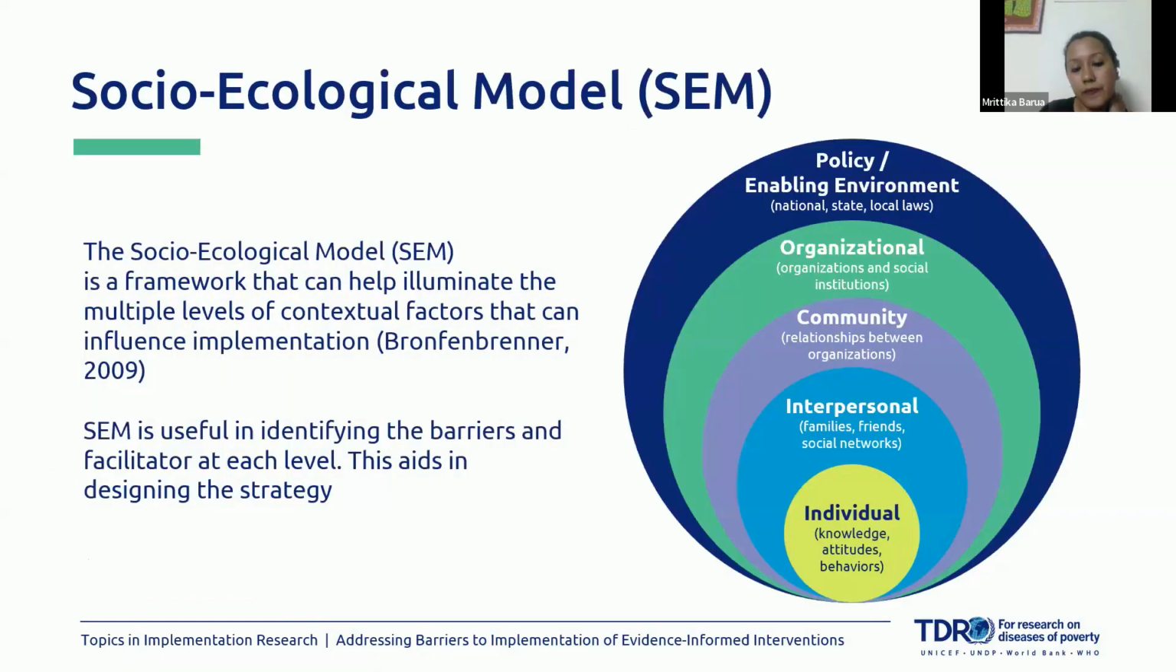So, the different levels that I talked about. The ecological model is very useful to understand. It's a framework that can really help us understand the multiple levels which can play a role in acting as a facilitator or a barrier to certain implementation. If we look at the individual level, it could be the knowledge of the people about a certain service, about a certain disease or certain outcome. It could be the attitude of the people, or their health-seeking behavior, that can really affect whether they are going to take up certain services.